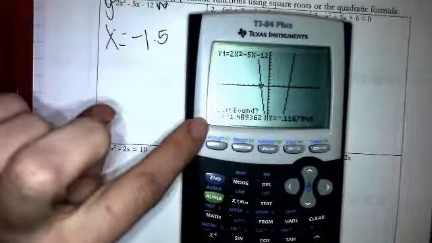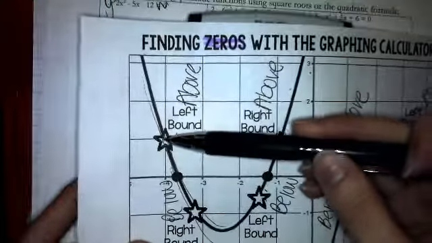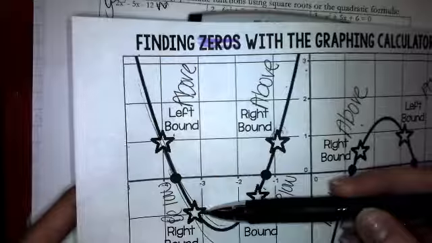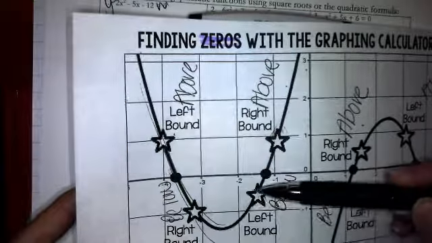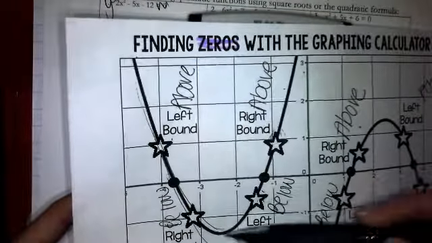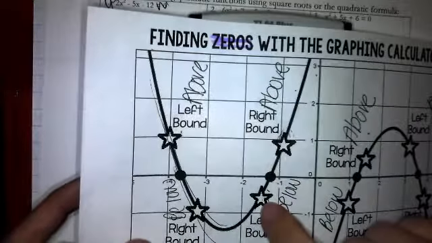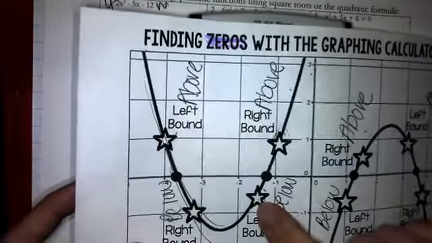It's asking me left bound. So looking at this, I've already done this star and this star. I keep following my parabola, so where should I be going left bound now? Down. Okay, well, somewhere below the x-axis.